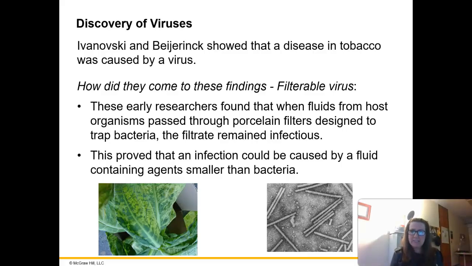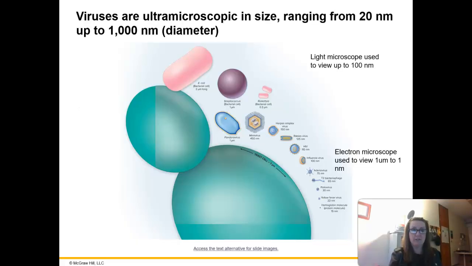On the right-hand side, we see an electron micrograph of an actual tobacco mosaic virus, and you see that they look like long, stiff rods. We're going to talk a little bit about this as we get into the structure of viruses. What's super important to realize is that when we're talking about viruses, and also prions, which we're going to get into, we're talking about teeny, teeny, tiny things, okay?